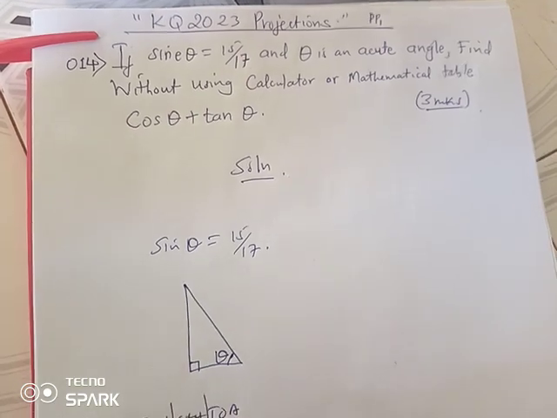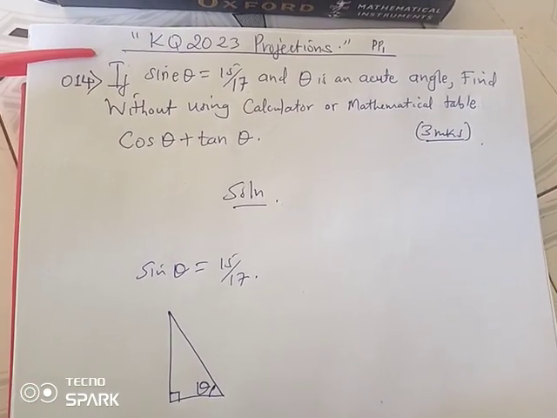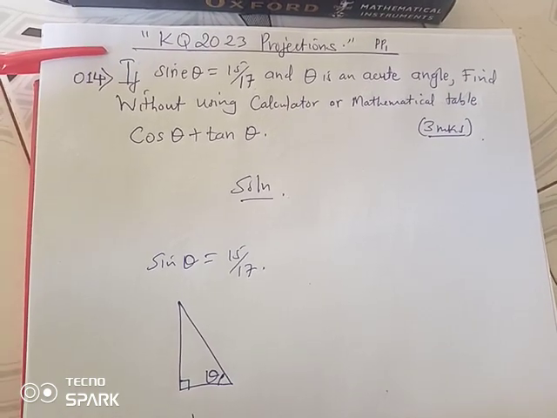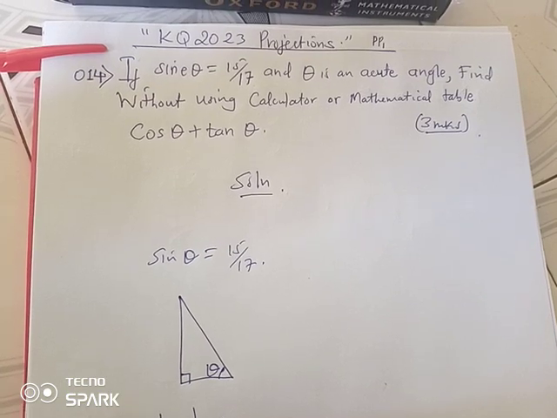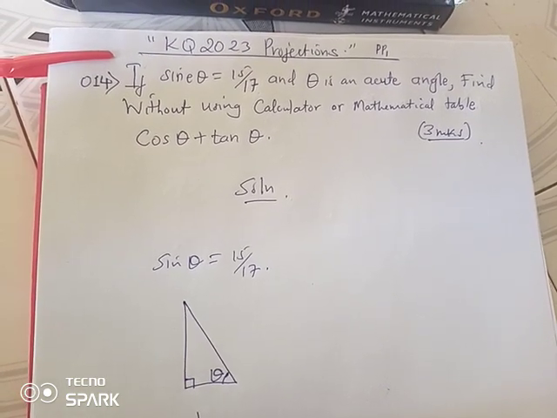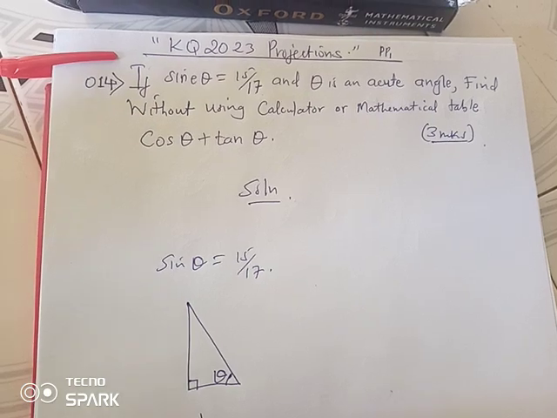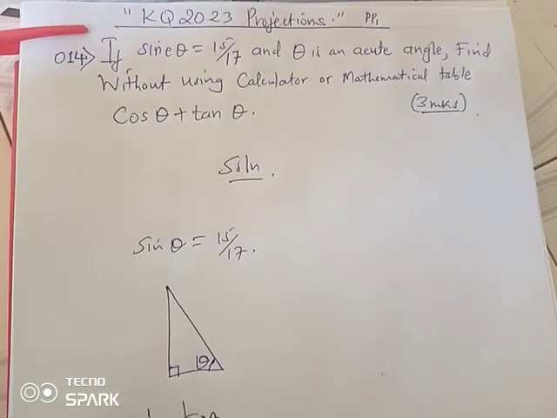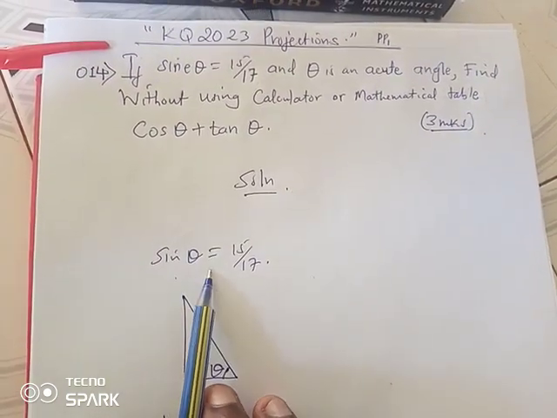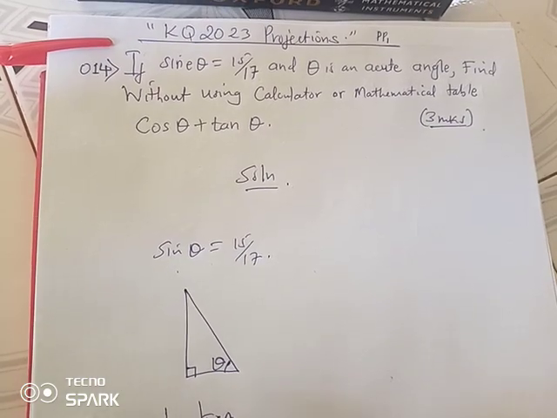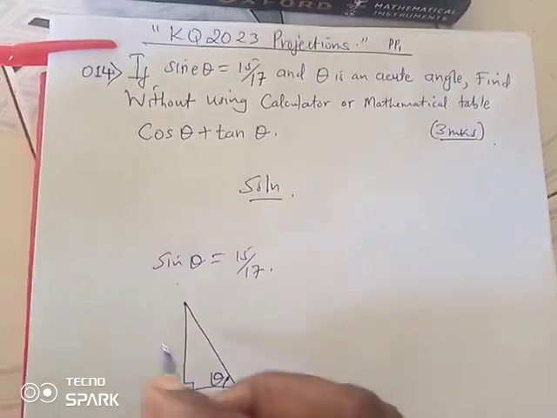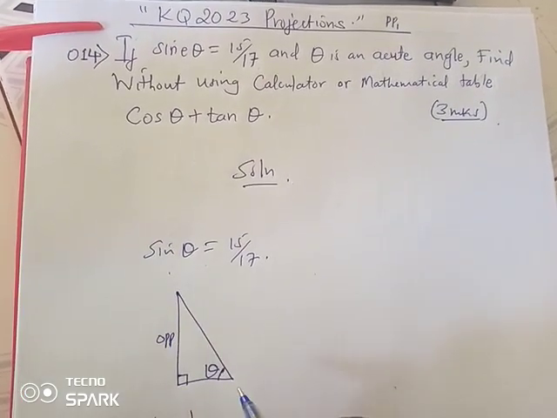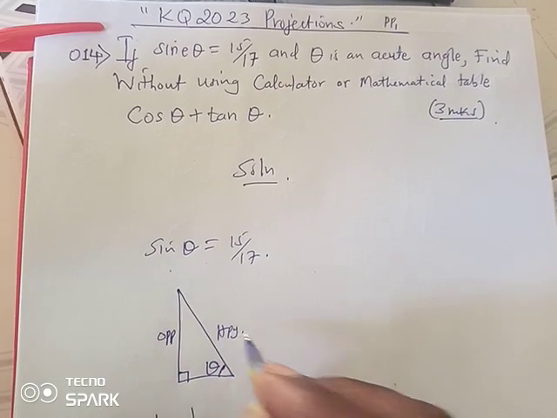These are just representing trigonometric ratios. That is, sine of an angle is equal to opposite over hypotenuse. Cosine of an angle is equal to adjacent over the hypotenuse, and tan is opposite over adjacent. So now that we have been given sine, it means opposite over hypotenuse. Opposite of theta here is the side facing theta, and this is the hypotenuse.